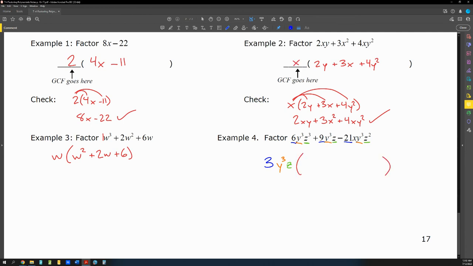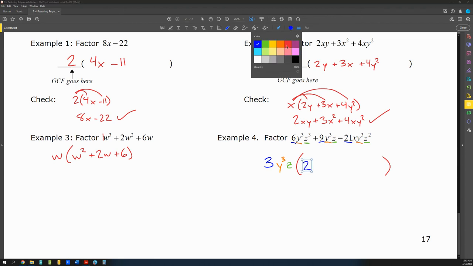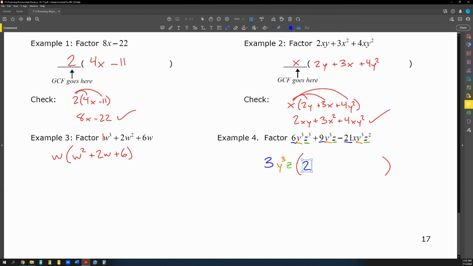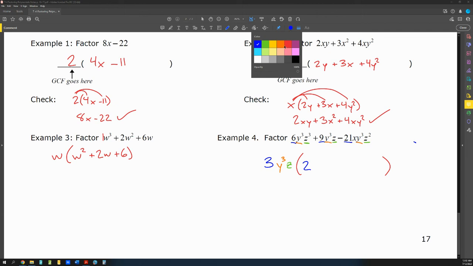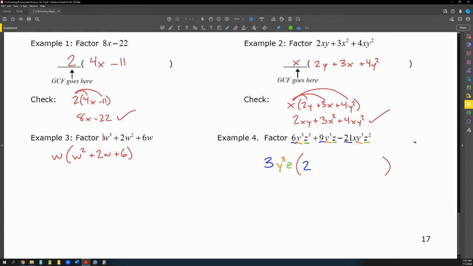When I look at the coefficient, when I divide out 3 from 6, I'm left with 2. When I divide y cubed by y cubed, I'm left with just 1. And I can write times 1, or I don't have to write that factor. And so when I divide out z from z cubed, we're just left with z squared.